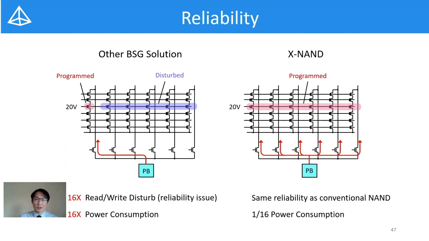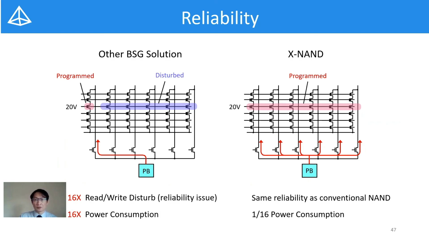This slide shows a comparison of the reliability for XNAND and the other solution using binary select gates. The other solution only selects one binary for read and write operation. Therefore, all the other unselected binary will suffer from the high voltage disturb.